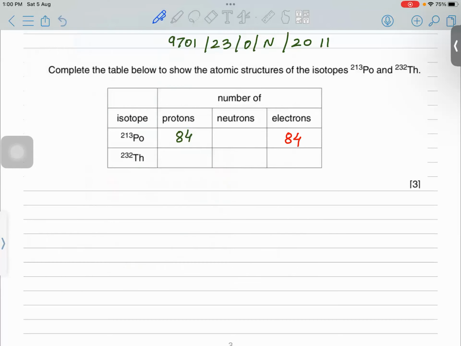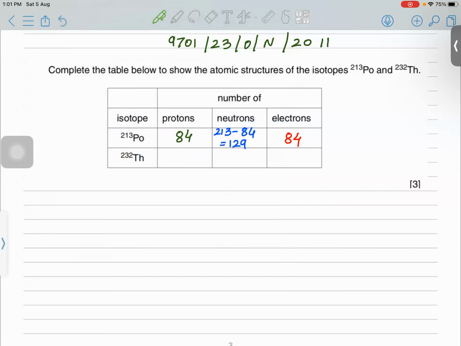213 minus 84, which is 129. Very good. It's quite easy. Yes, 129. Okay. Now thorium. Tell me the number of protons.